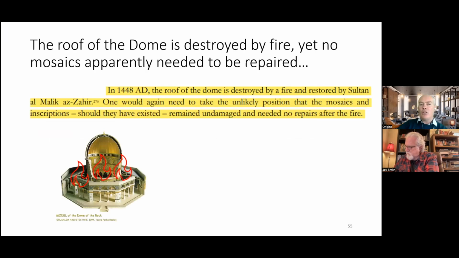One would again need to take the unlikely position that the mosaics and inscriptions, should they have existed, remained undamaged and needed no repairs after the fire. So if you imagine the roof underneath the dome would be over the arcades where the inscriptions are, it is hard to imagine that a fire would have knocked down the roof, and yet somehow, miraculously, there was no fire damage to the mosaics and no physical damage with falling debris. That's what we're expected to believe. This is on top of all of the other earthquakes and changes down through the centuries.